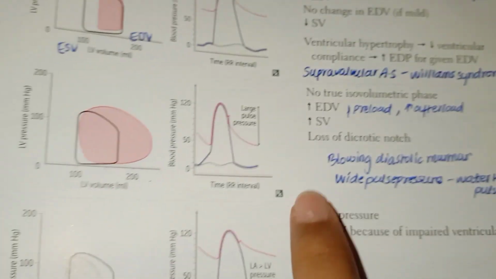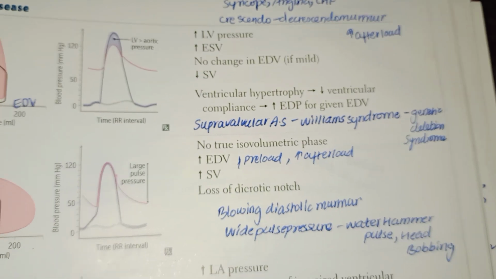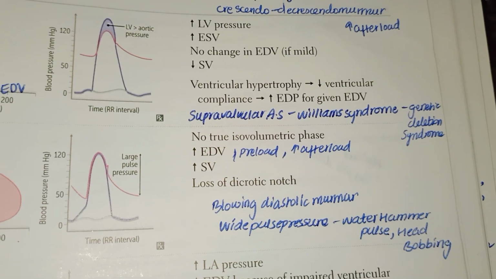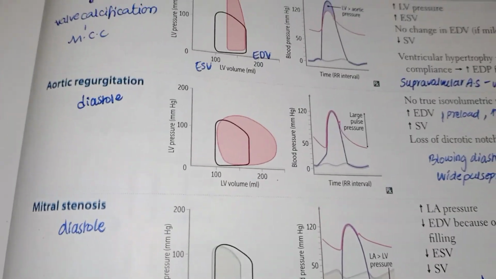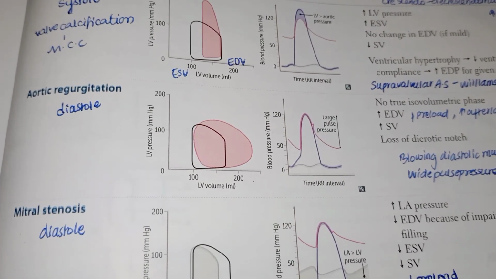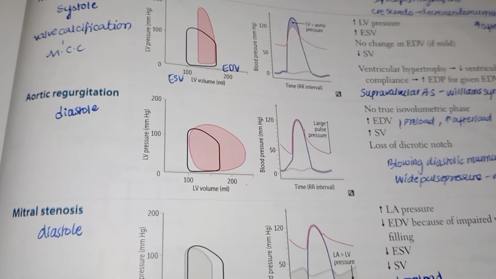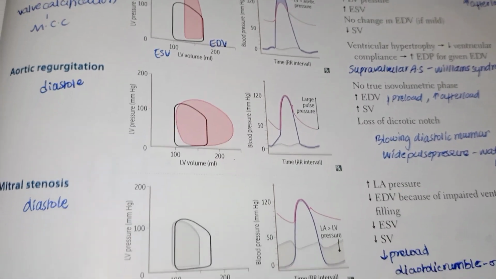It is having wide pulse pressure. You can see here the wide pulse pressure. That is also called water hammer pulse or head bobbing. So this is aortic regurgitation, meaning the blood is coming back into the left ventricle. So there is more blood in the left ventricle. So more stroke volume, more end diastolic volume, more end systolic volume, and also more preload and afterload.